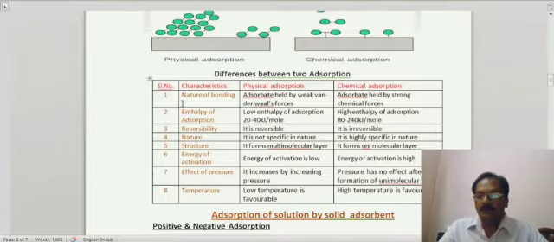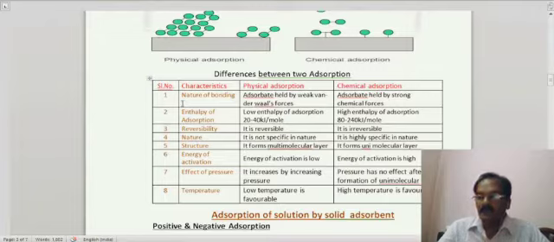Now the third point is reversibility. It means whether the adsorbate held on the adsorbent can be reversed or not. In case of physical adsorption, the adsorbate molecule can be easily reversed because of the weak van der Waals force of attraction. Whereas in case of chemical adsorption, the adsorbate molecule held on the adsorbent cannot be reversed. That means we cannot desorb it. Then the nature: physical adsorption is not specific in nature and chemical adsorption is highly specific in nature.